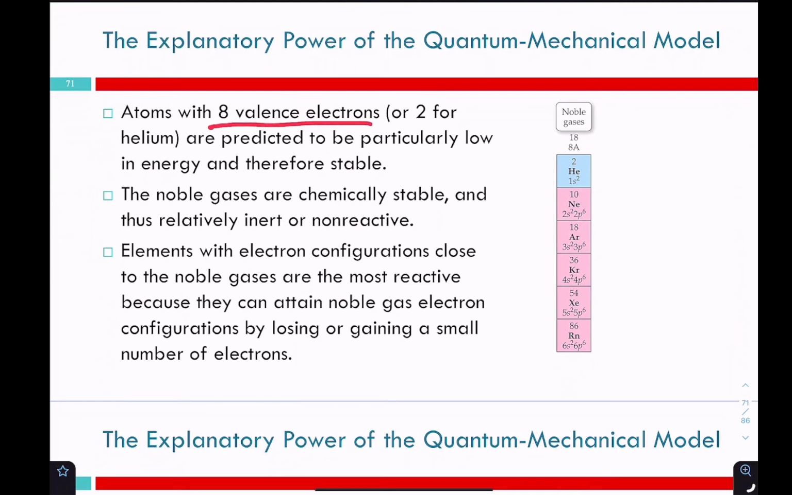So atoms with 8 valence electrons, with the one exception being helium with 2, are very, very stable. None of those gases react with anything. You can force them to, but they don't naturally want to react with anything, because they're happy with the number of electrons that they have. That means that everything else on the periodic table that doesn't have 8 valence electrons is reactive and will try to get 8 valence electrons. There are 2 ways of doing that: by gaining a small number of electrons, or by losing a small number of electrons.